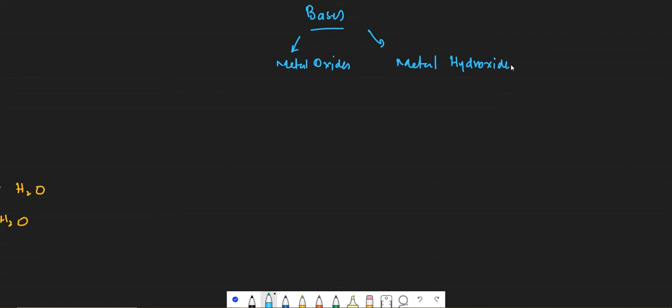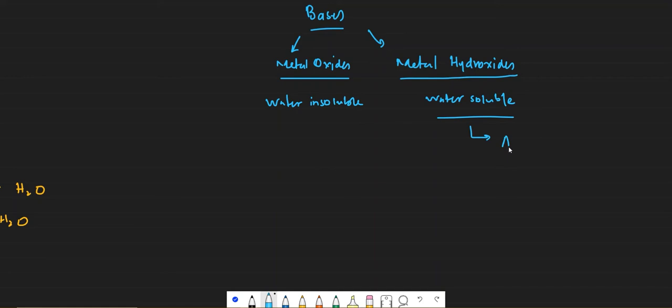Now, metal oxides are water insoluble. We call them water insoluble bases. And metal hydroxides, most of them are water soluble bases. Okay, most of, at least alkali metal group 1 hydroxides are water soluble bases. Okay, these water soluble bases, we have another name for this, and we call them alkalis.